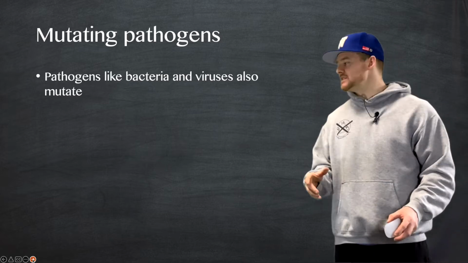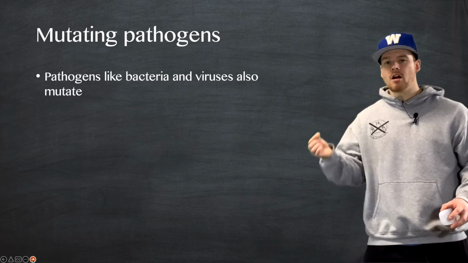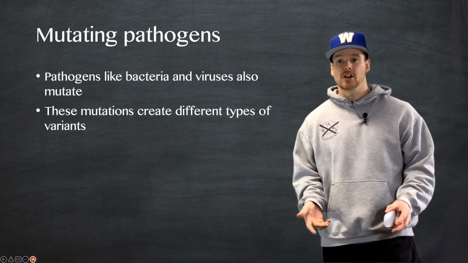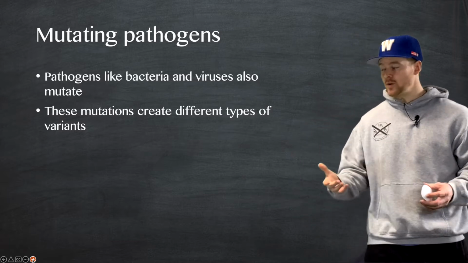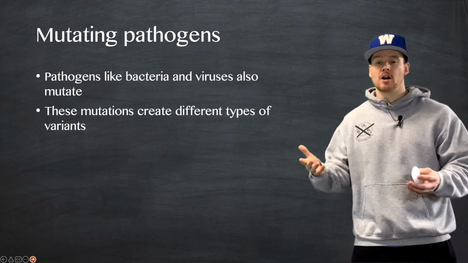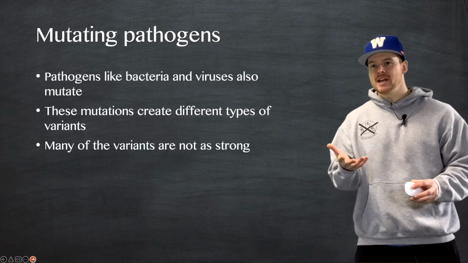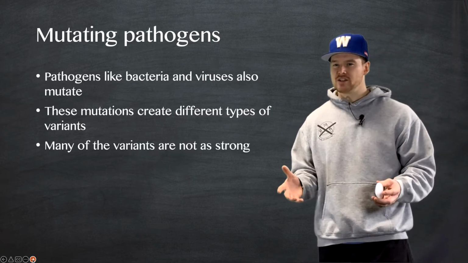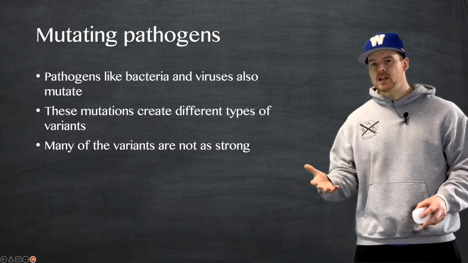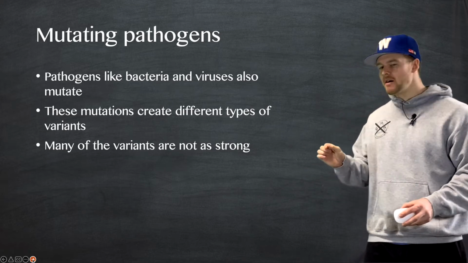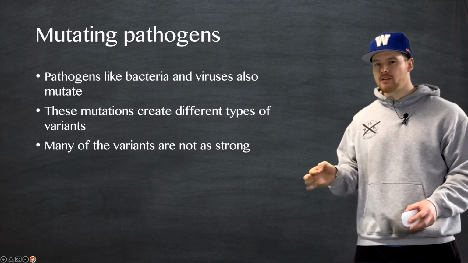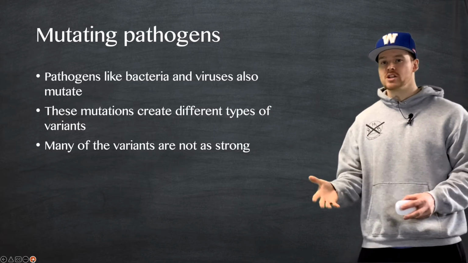So pathogens such as bacteria, they're really small, but they're also going to have mutations that occur. And these mutations as well make different types, sometimes called variants, and they can be stronger, weaker, or the same. Now, many of the variants are going to be not as strong. That's probably on average, but a couple of them are likely to be stronger than the original version or the original strain.